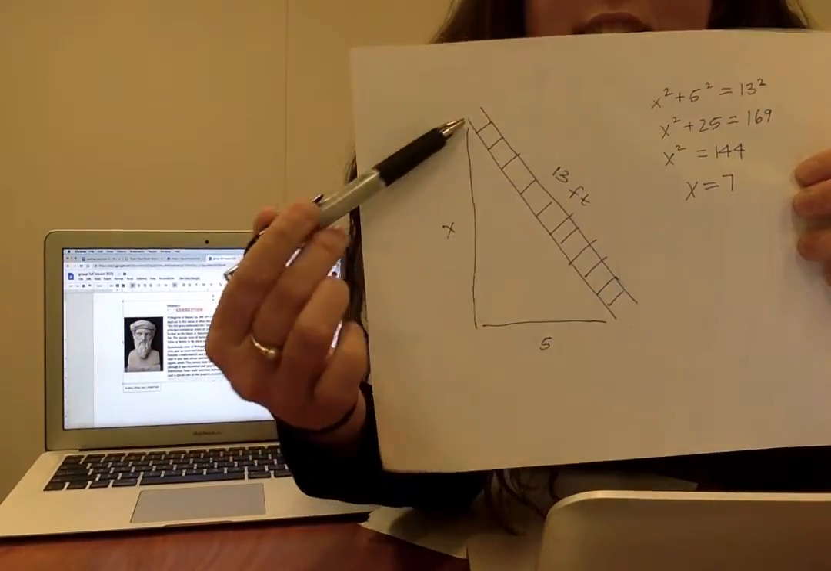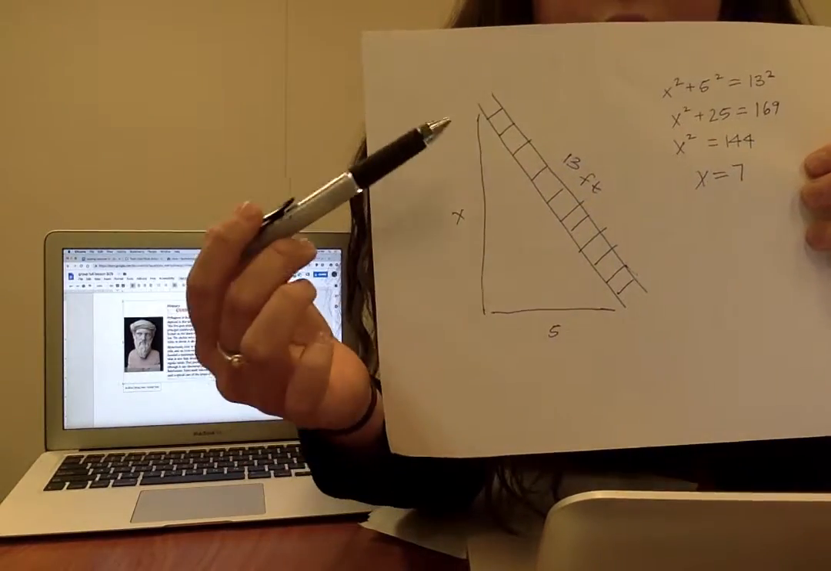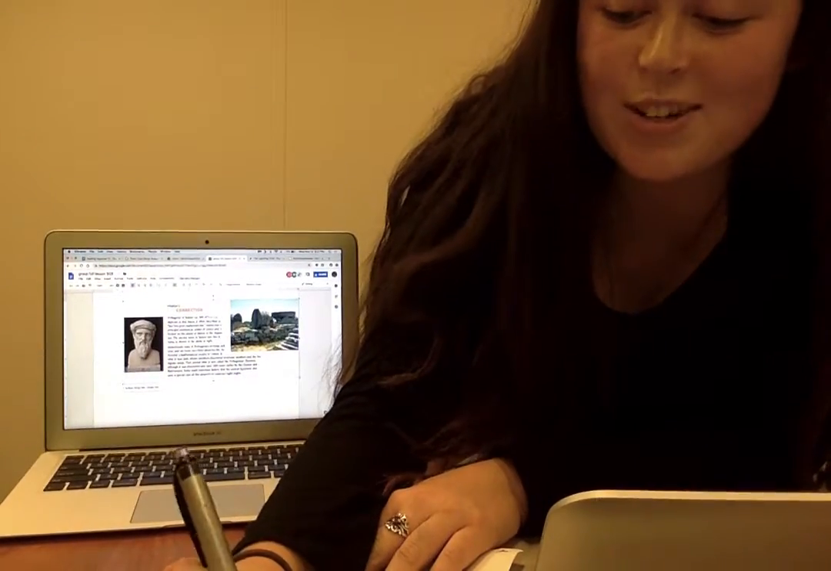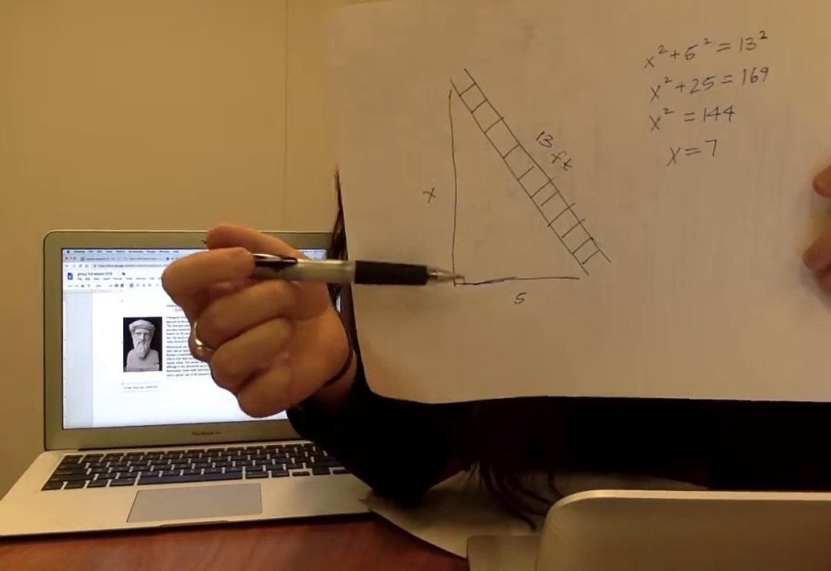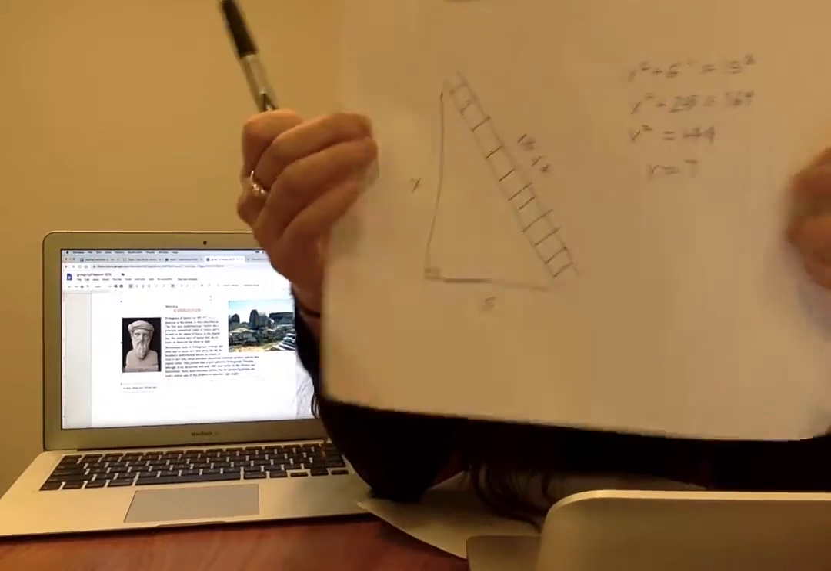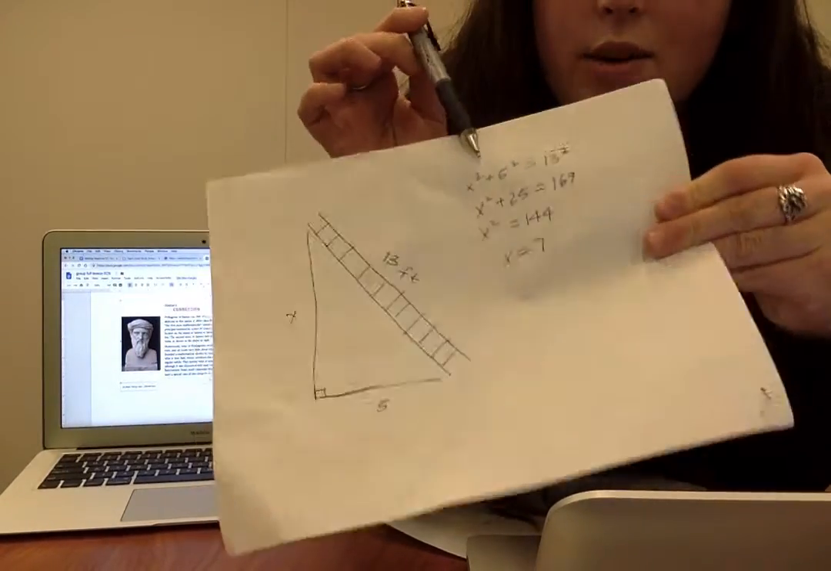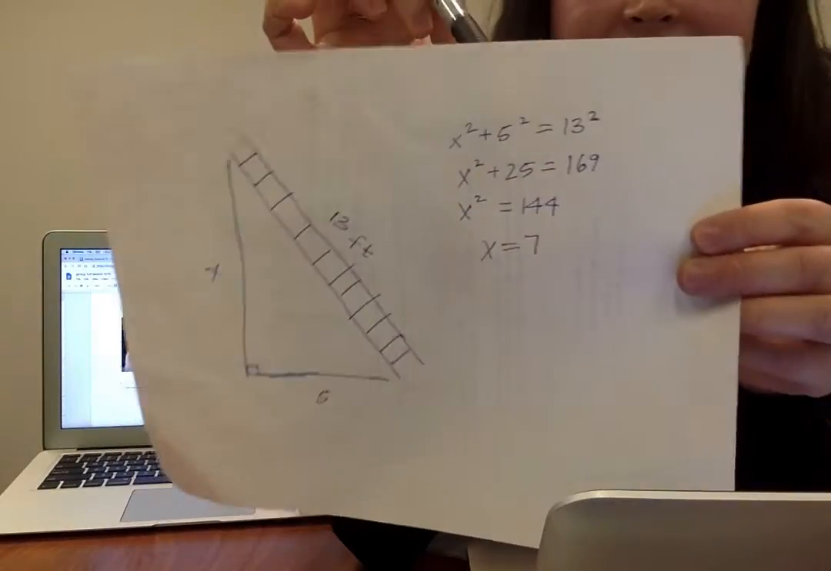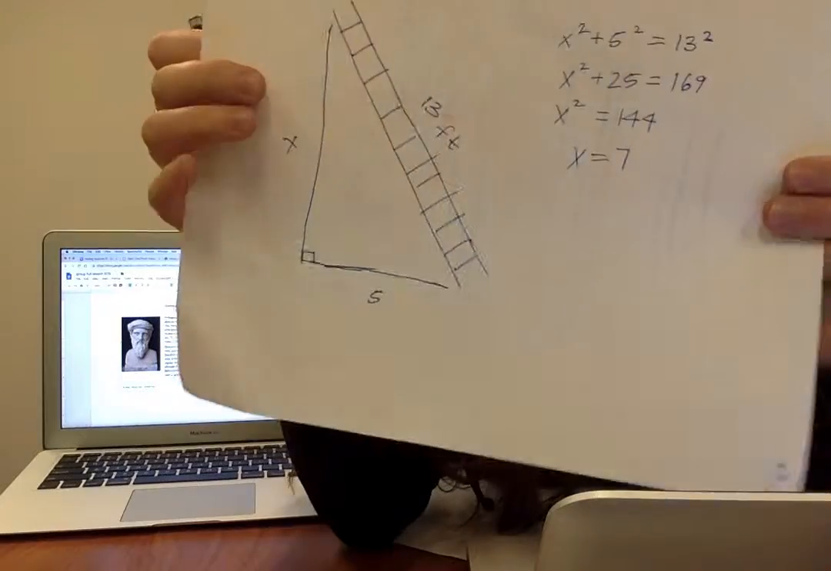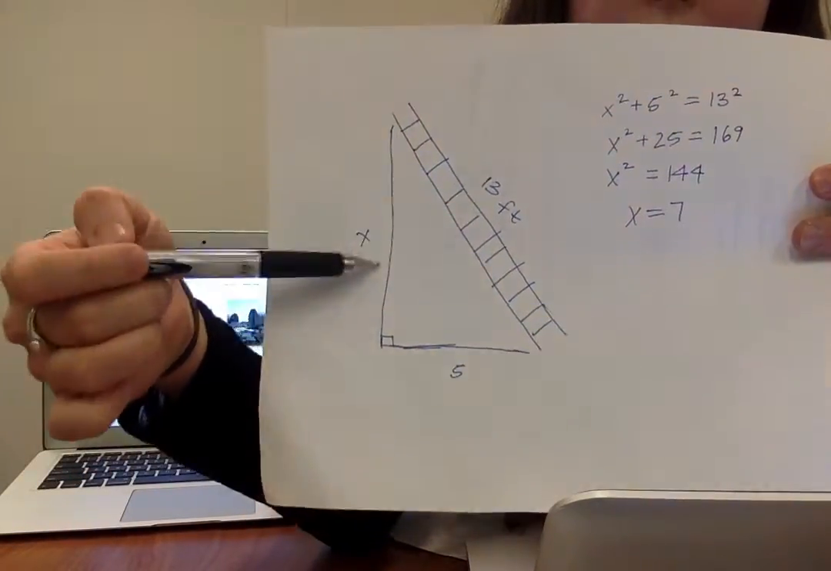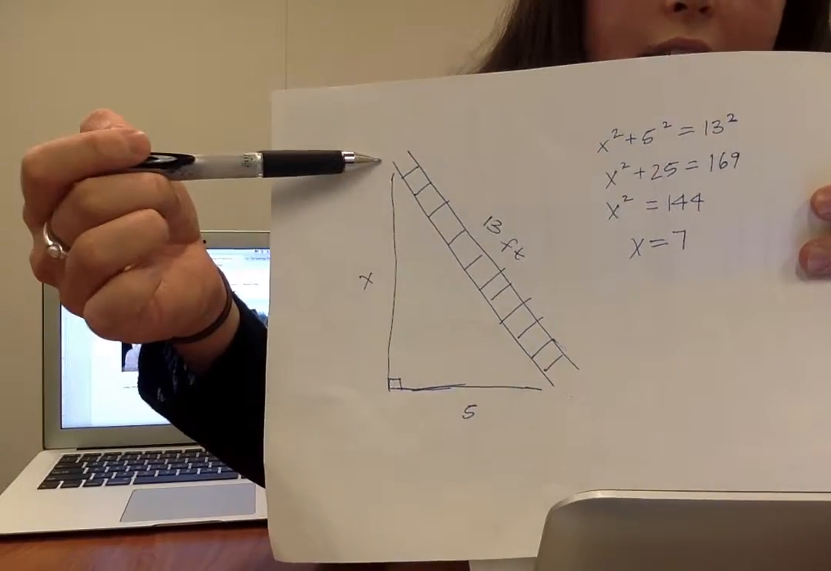Here's my ladder. It's 5 feet from the wall, and we know that for the Pythagorean theorem, it has to be a right triangle, and we know that the ground is perpendicular to the wall, so there's our right triangle. And the ladder is going to be the hypotenuse in this case. So setting up our equation, we do the two legs, x squared plus 5 squared equals 13 squared. And then solving for x, we get x is equal to 7. So we know that this distance right here is 7 feet, so the ladder reaches 7 feet high.